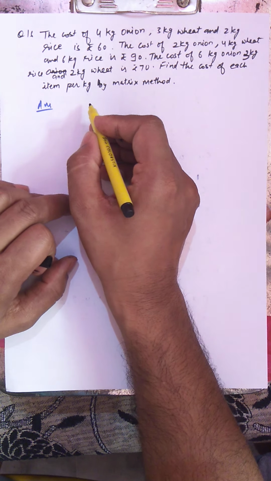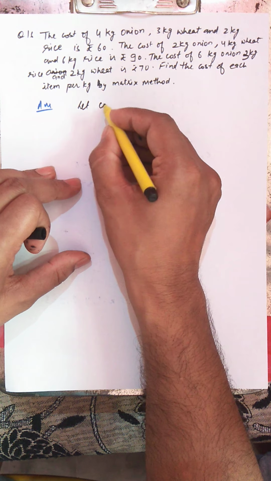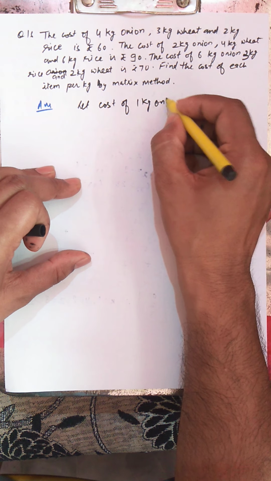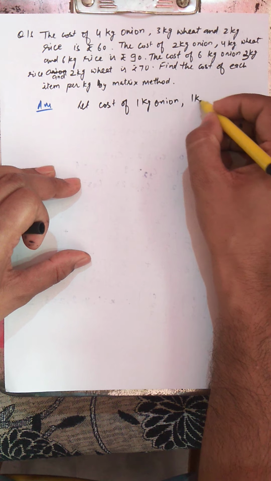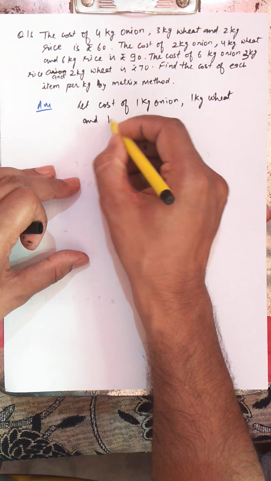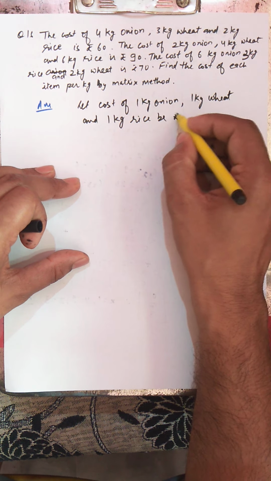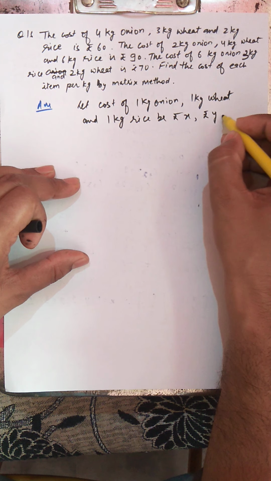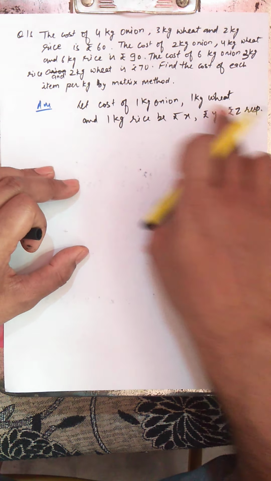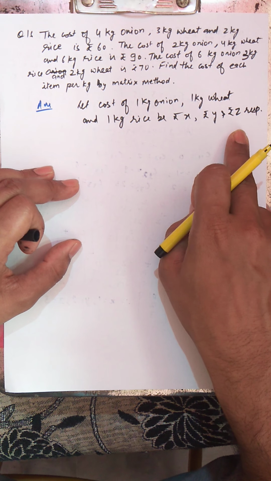So how to start? I'll make the equations, and the rest of the part you will solve yourself. Let the cost of 1 kg onion, 1 kg wheat and 1 kg rice be rupees x, rupees y and rupees z respectively. Better you write the complete line, and take all the variables in one line. It will save your time.